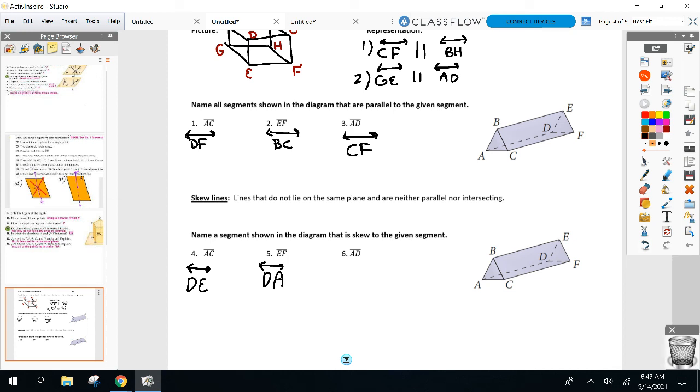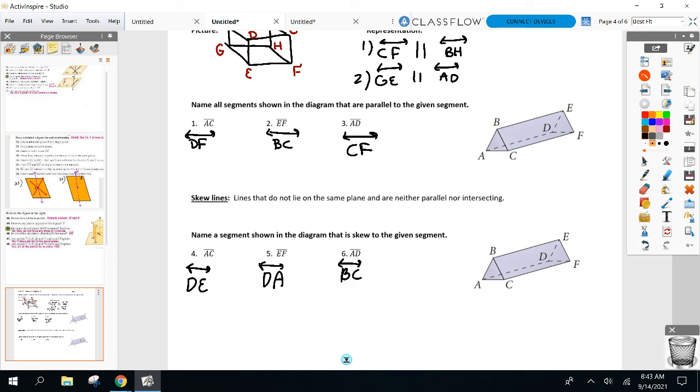Hey, what's skew with AD? Anybody? Go ahead, Kevin. BC. AD and BC. That works. I thought somebody was going to just go EF on me because that was the answer to the last one. But yeah, I'll go BC for you, Kevin.